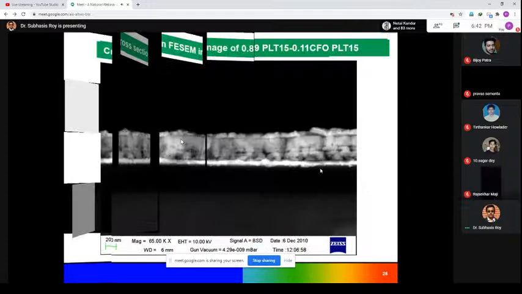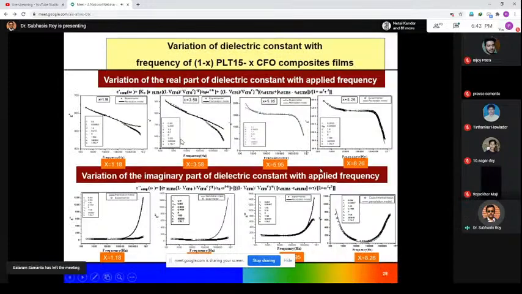These are the loss tangents from EIS analysis. From here we confirm that this has good ferroelectric property. Ferroelectric loops show that it has a good capacitor value. If you see the last one, it has a very leakage problem. It is due to the high concentration of CFO. Here we confirm that nearly 6% CFO gives maximum polarization in the ferroelectric properties.